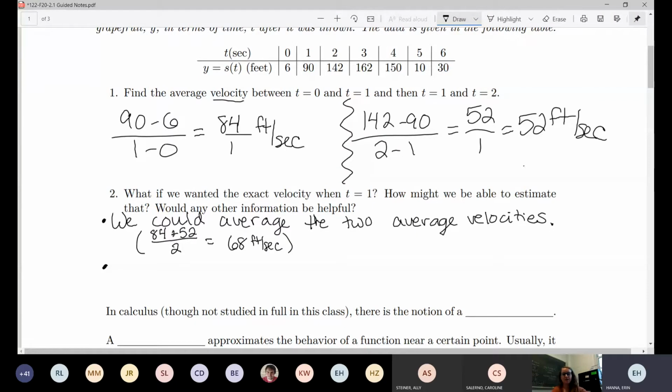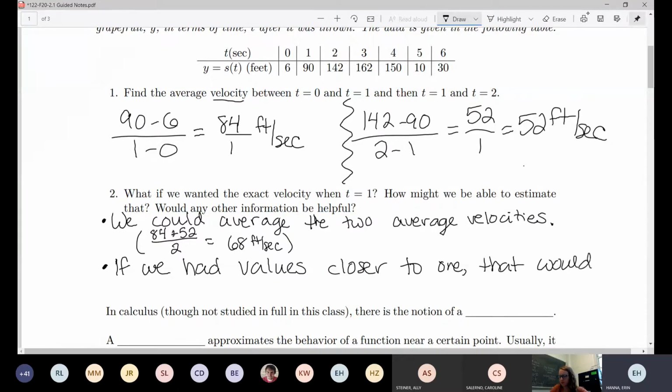Okay, so if I average those two values that we found in part 1, that would probably get me a better estimation. So I could say probably around 68 feet per second is where the velocity might be around t equals 1. The other thing we're going to be able to do as well is, if we had values closer to 1, that would provide a better estimate.